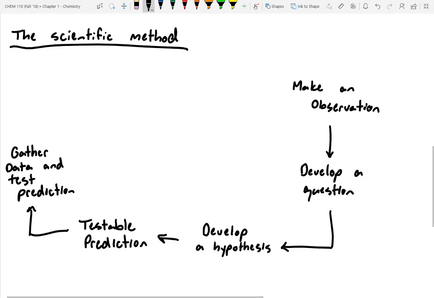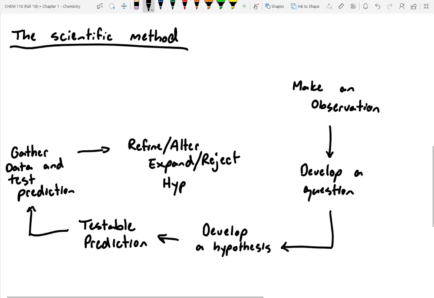What would I do then? What would you guys do? Would you just give up, go home, dig up your rose bushes, throw them away? Yeah, maybe develop a new hypothesis. So for example, what you can do is refine, alter, expand, or reject your hypothesis.